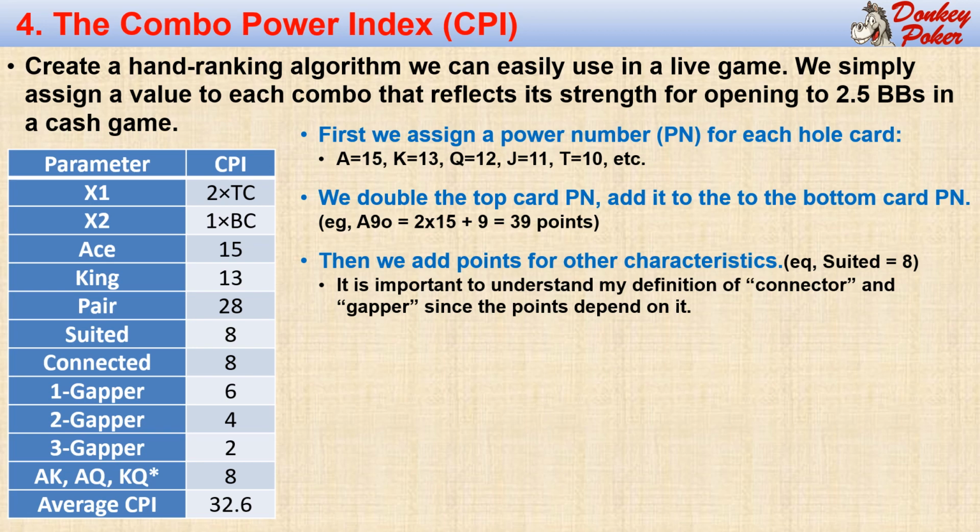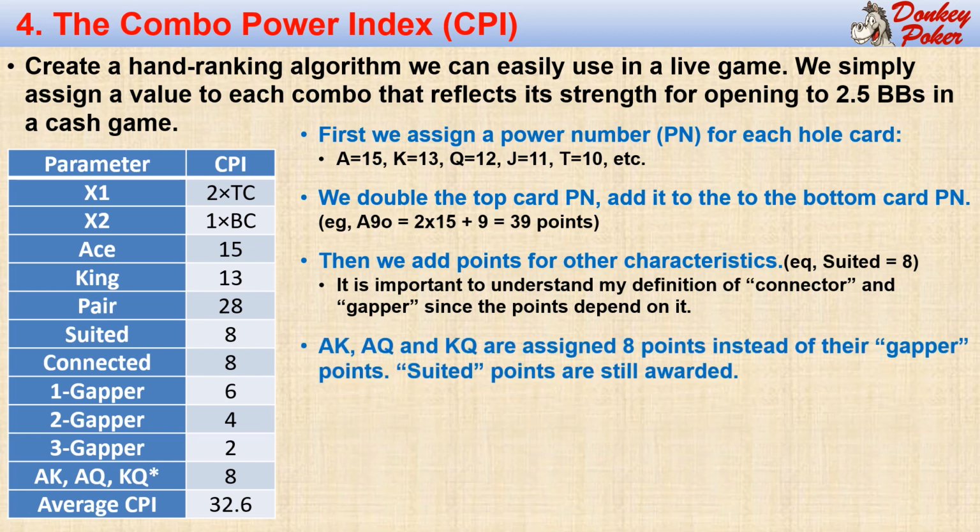It's very important to understand my mathematical definitions of connector and gapper to get the CPI points right. A connector is a combo which can flop a straight 4 different ways, such as Jack-10 offsuit. Queen-Jack offsuit is a 1-gapper, not a connector, because it can flop a straight just 3 different ways. Similarly, a 2-gapper can flop only 2 straights, and a 3-gapper can flop only 1 straight. Finally, we treat ace-king, ace-queen, and king-queen specially. They get 8 points instead of their gapper points, but they still get their suited points if they are suited.